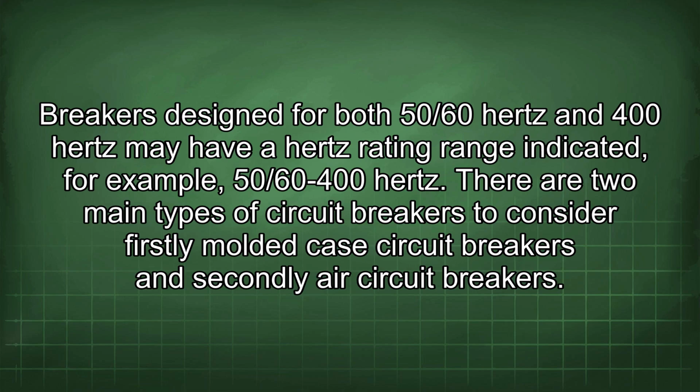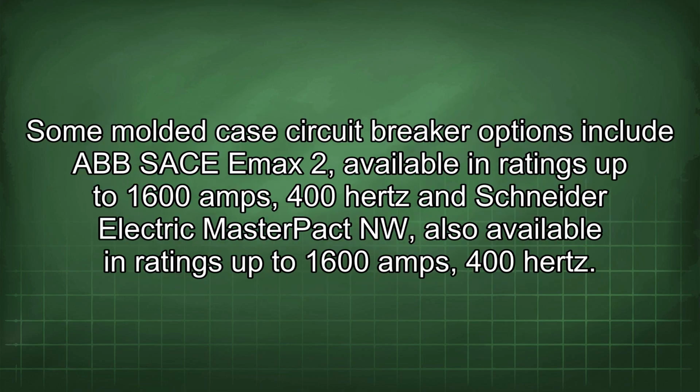For example, 50/60-400 Hz. There are two main types of circuit breakers to consider: firstly, molded case circuit breakers, and secondly, air circuit breakers. Some molded case circuit breaker options include ABB SACE Tmax, available in ratings up to 1600 amps, 400 Hz, and Schneider Electric MasterPact, also available in ratings up to 1600 amps, 400 Hz.